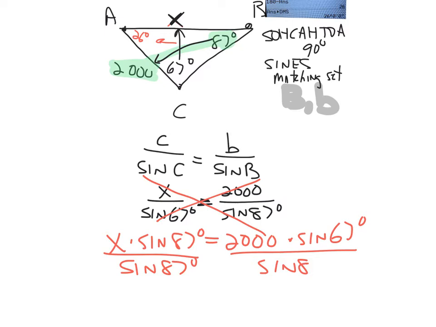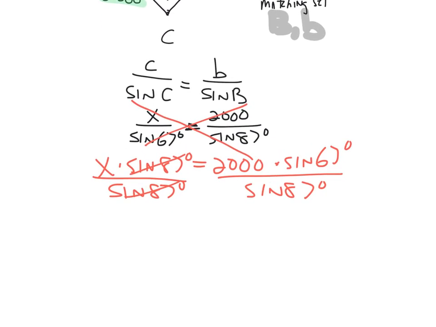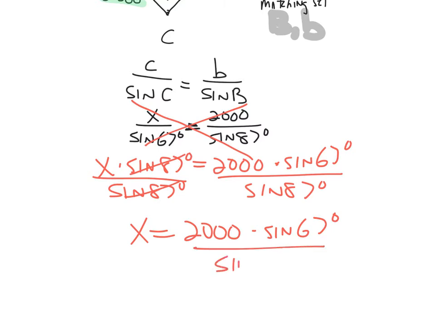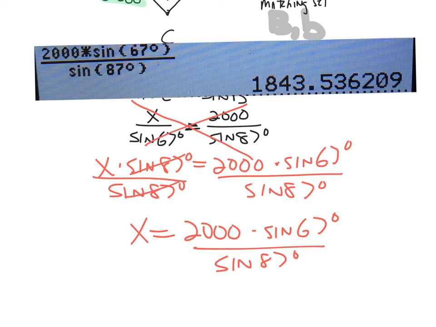So the distance from A to B can be found by doing 200 times the sine of 67 and dividing that by the sine of 87. So here, 184.3.